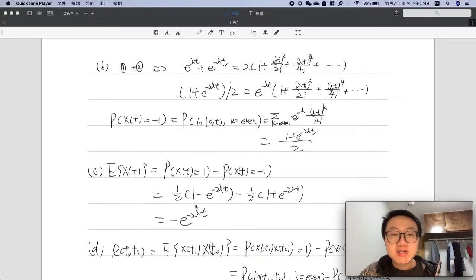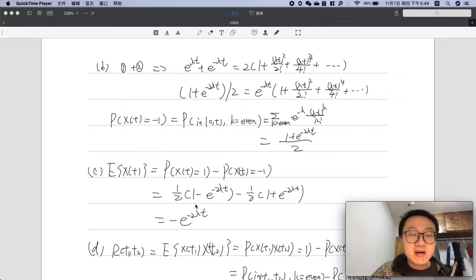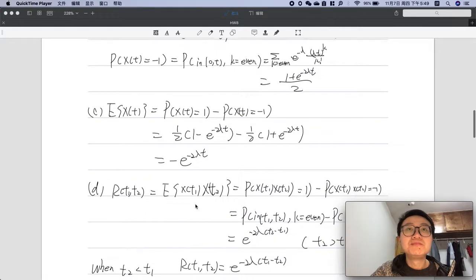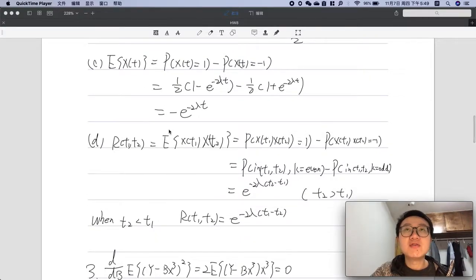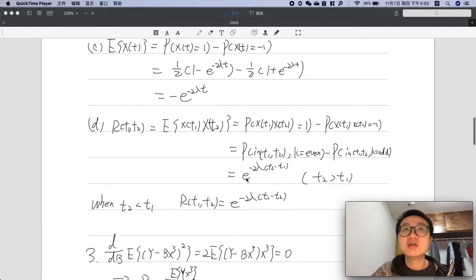And the last question is to find the autocorrelation of T1 and T2. Actually, it is also easy to calculate because we had calculated the result of X(t1) and X(t2). So after the calculation, we can get this one. Pay attention to this part, because it's just the result when T2 is larger than T1, but it is similar when T2 is smaller than T1. The result is like this.